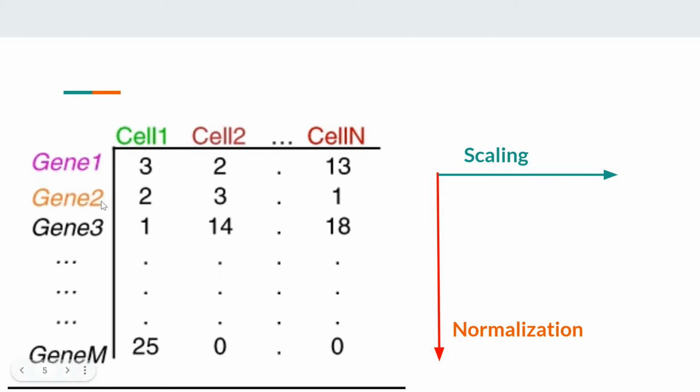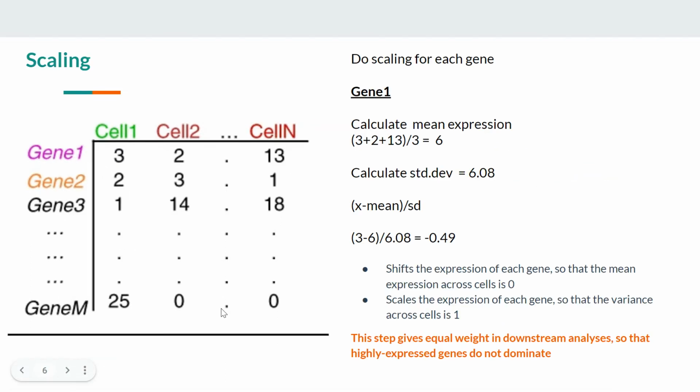So that's where it is very important to make sure that you bring all the genes to the same level, or you scale them, or you bring them into a single scale. Scaling we will be doing horizontally, so we'll be applying it on every gene. It works very simply.